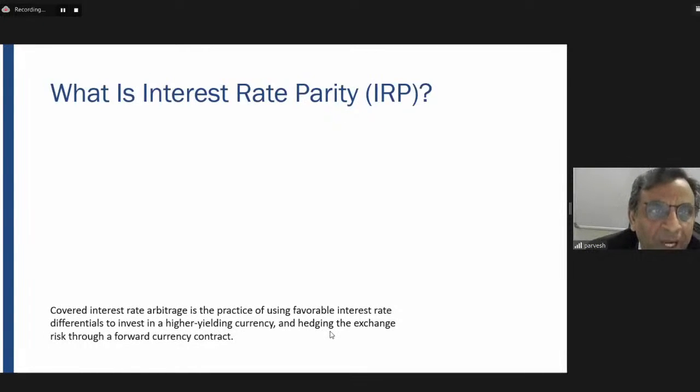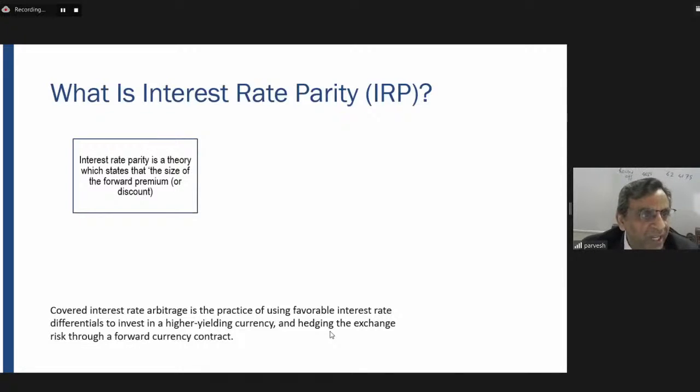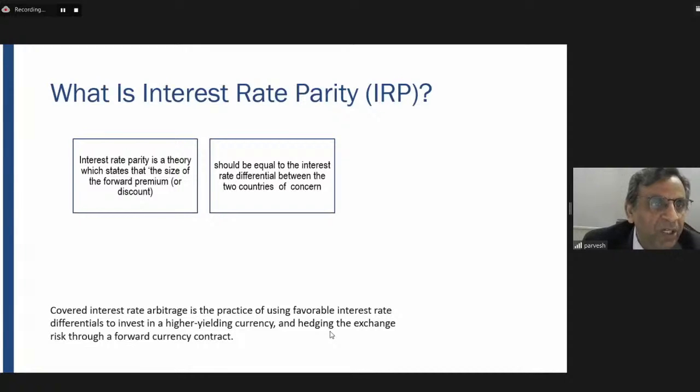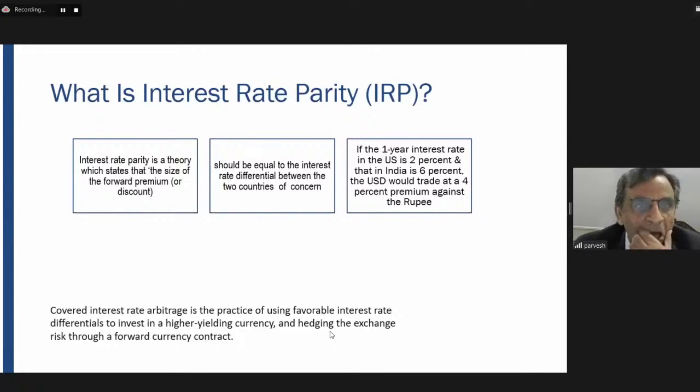So what is interest rate parity theory? It's very important, so we'll dwell some more time on it. Interest rate parity theory is a theory which states that the size of the forward premium or discount should be equal to the interest rate differential between the two countries concerned. So if the one year interest rate in the US is 2% and that in India is 6%, the US dollar should trade at a 4% premium against the rupee. Fine.